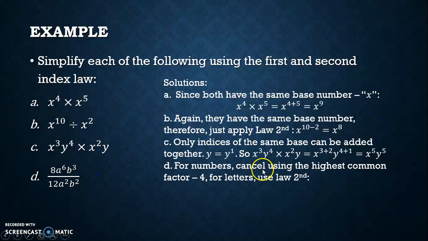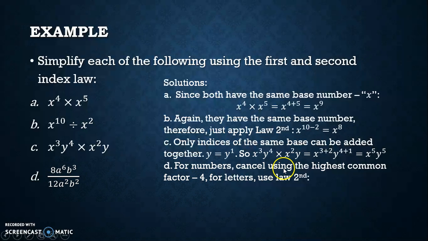For numbers, you have to cancel out using the highest common factor, which is between 8 and 12. Only numbers can cancel numbers, and letters can cancel letters. You can't cancel between numbers and letters. So numbers cancel numbers. 8 over 12 is essentially 2 over 3, because they have a common factor of 4.